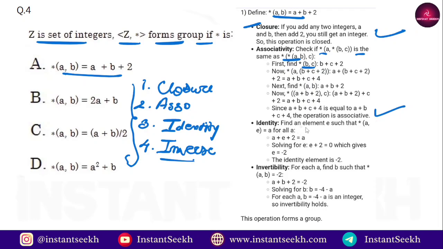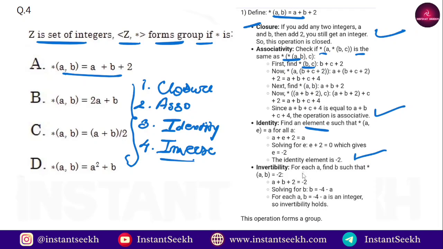Next, identity: find an element e such that a * e equals a, that is a plus e plus 2 equals a. If we solve this, e plus 2 equals 0, which gives us e equal to minus 2. The identity element is minus 2, so the identity property is also satisfied.